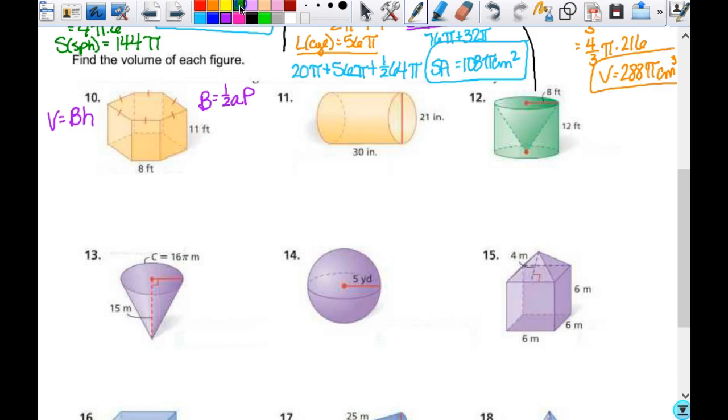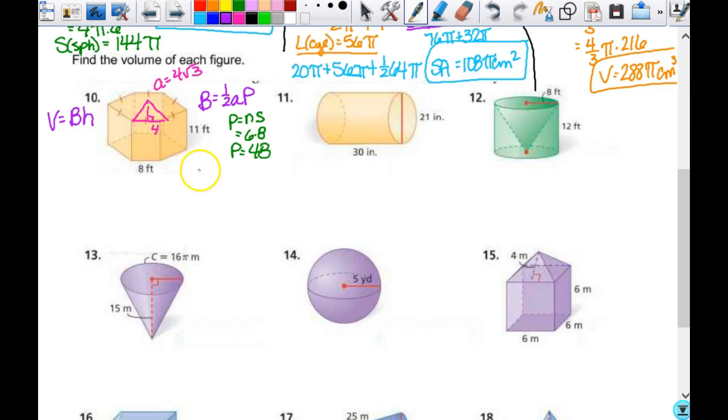My perimeter is going to have to be N times S. N is 6 times 8, so my perimeter is 48. My apothem, I'm going to draw that in. This is a hexagon, so I know I get a little 30, 60, 90 triangle here. This whole thing is 8, so this is 4. So the height of that little triangle is 4 square root of 3. So I have all those pieces.